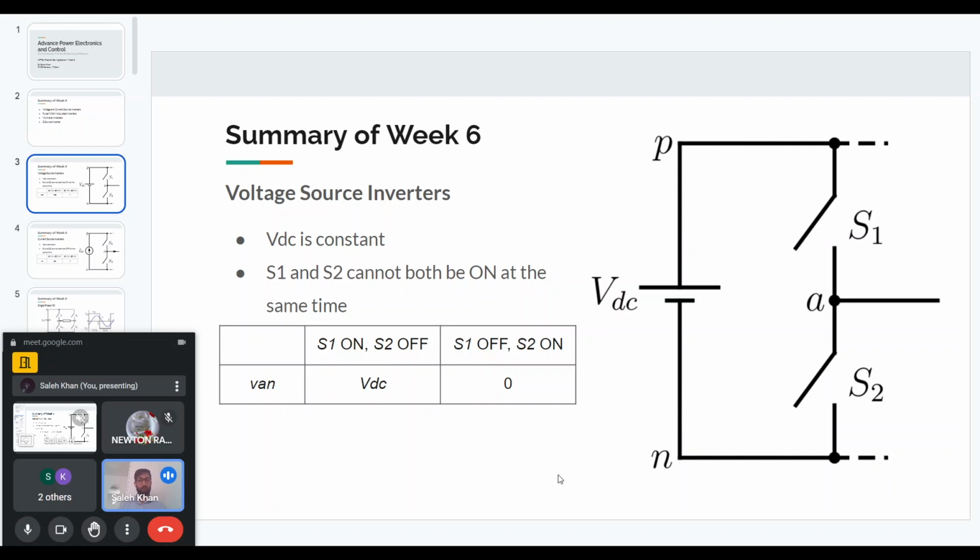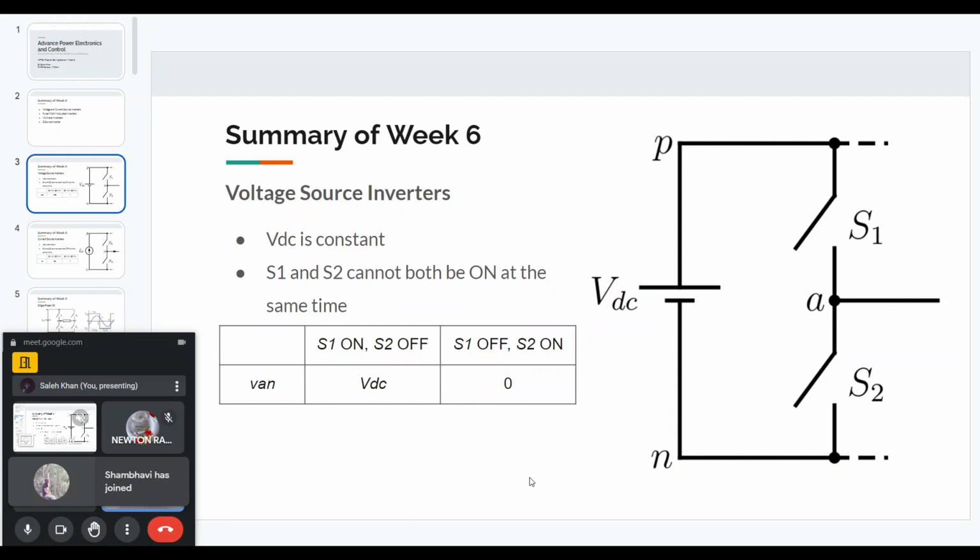The rule here is that the switches S1 and S2 cannot both be on at the same time, because if they are both on, then the input voltage will be shorted through the devices. The devices will have high currents and it will damage the devices as well as the source.